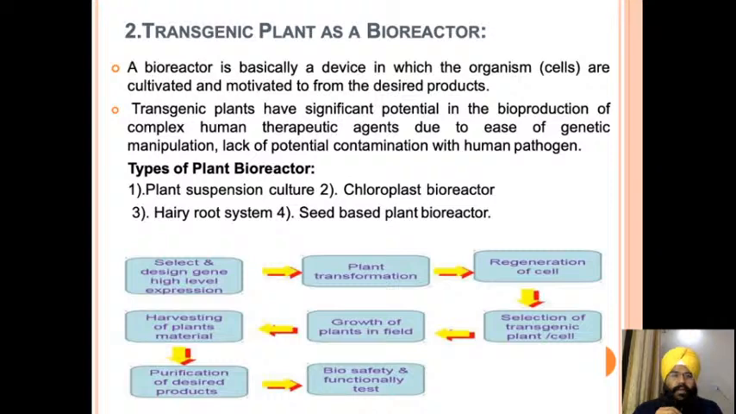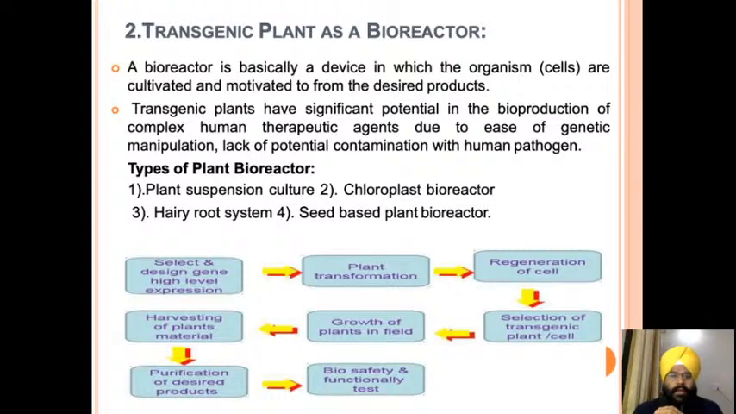Transgenic plants have significant potential in the bioproduction of human therapeutic agents due to ease of genetic manipulation and lack of potential contamination with human pathogens. So there are types of plant bioreactor: plant suspension culture, chloroplast bioreactor, hairy root system, and seed-based bioreactor.